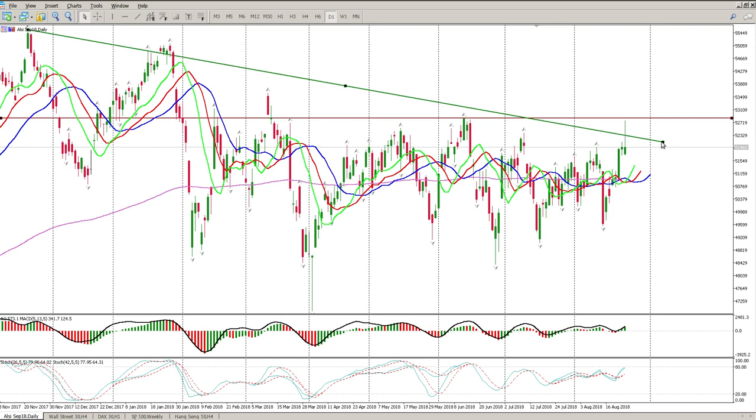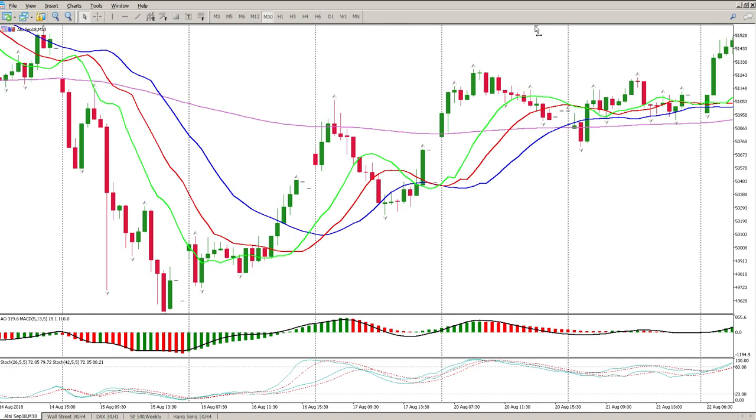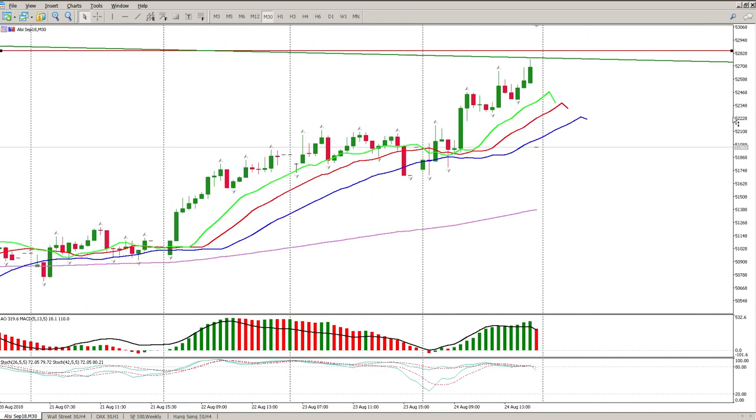Or alternatively, it's looking to continue for a breakthrough here. So what we need to do is just watch price action to see which play is going to play out. Okay, so first things first.